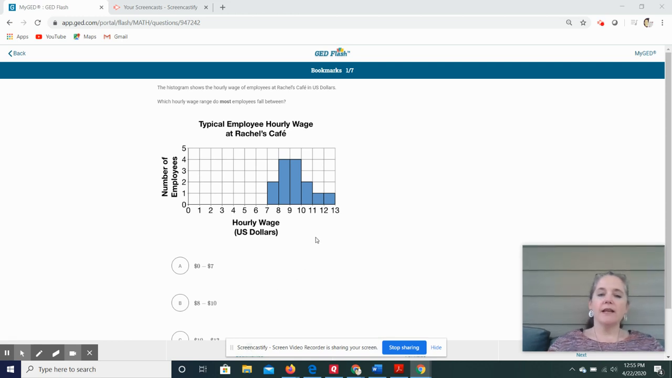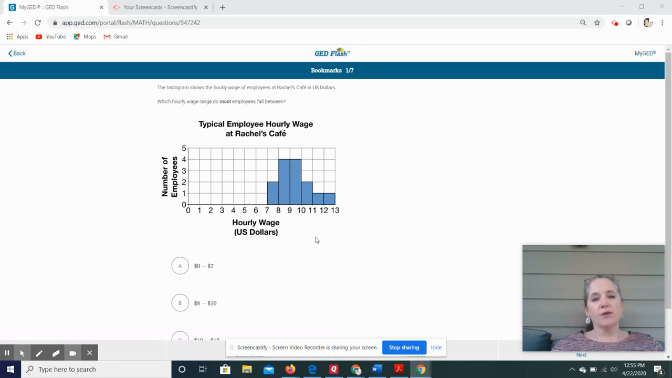Hey guys, today we're going to do a little bit of work with being able to read graphs and answer questions based on those graphs, because that goes across all the tests except for reading. Really, science, social studies, and math will all have graphs on them that you need to read, and you're able to interpret the data that's given in them.